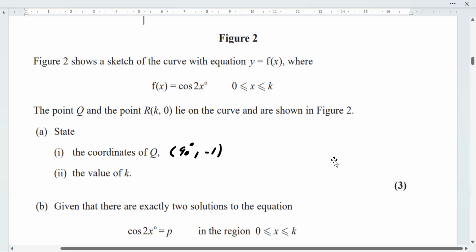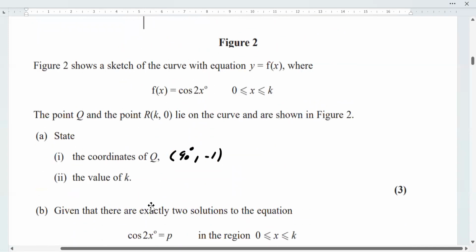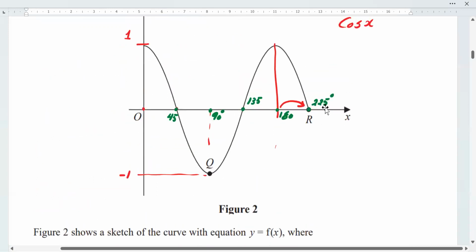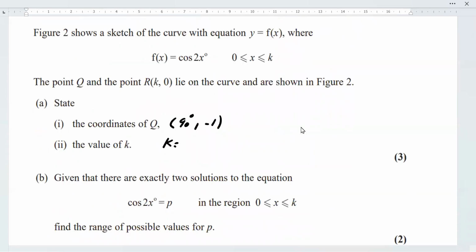What about K? Actually, K is the last point. It is the x-axis value for point R. Where is point R? Point R is here. The x-axis value is 225. So you have K equal to 225 degrees.